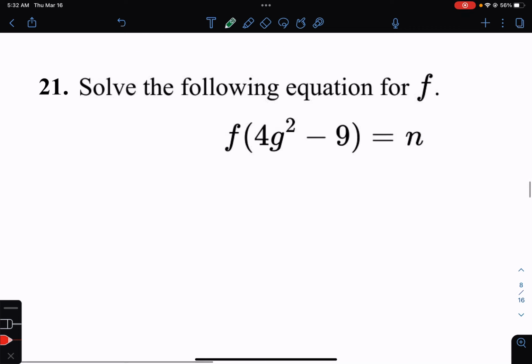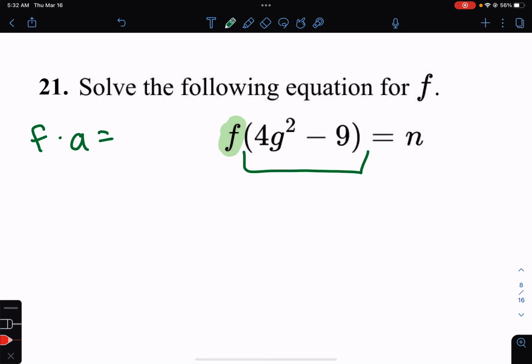All right, so let's try this one. So it says, solve the following equation for f. So what we have to do is try and get this f by itself. Now, I know a lot of you all are going to be tempted to distribute the f. Everyone loves to distribute when they can. But that's actually not what we want to do here, okay? What we have is f times this entire quantity. So it's almost like if I had f times a equals n, right? That's essentially what we have here. Instead of a, it's just 4g squared minus 9.